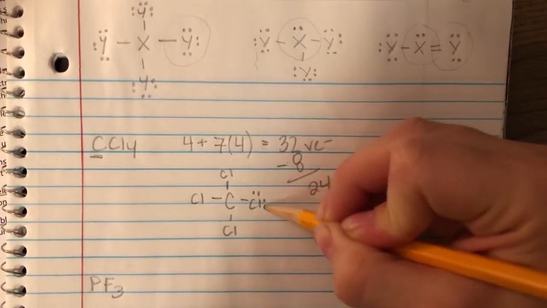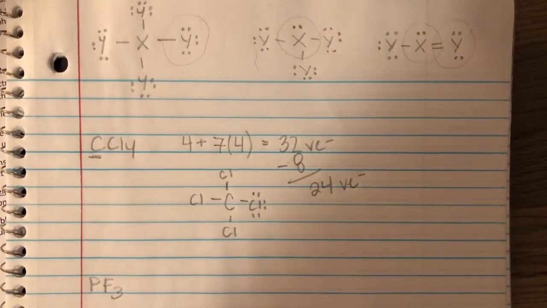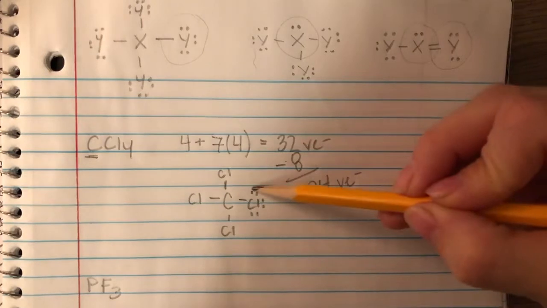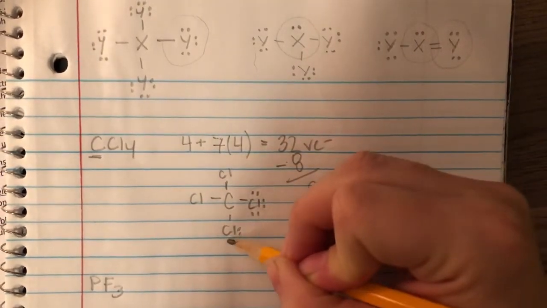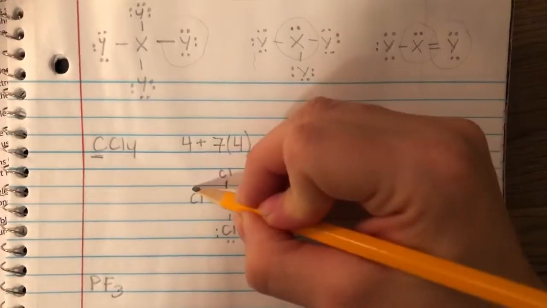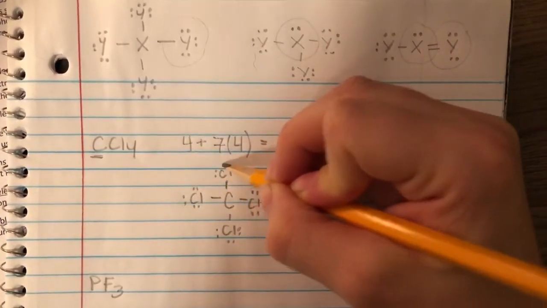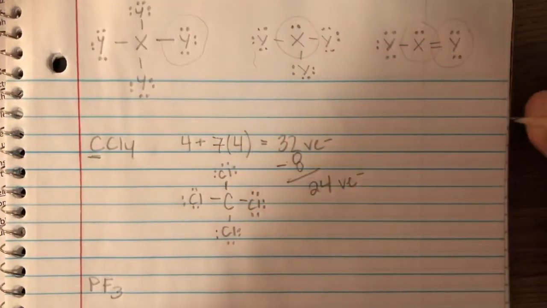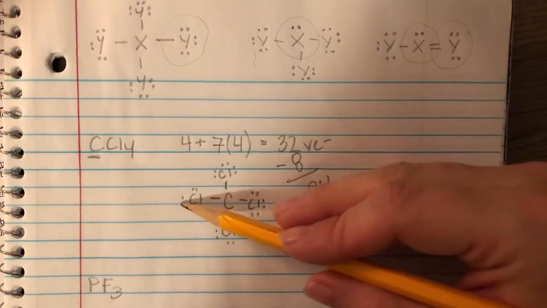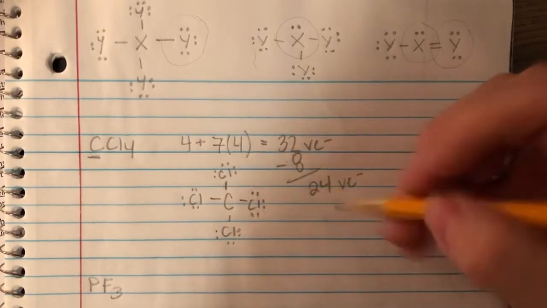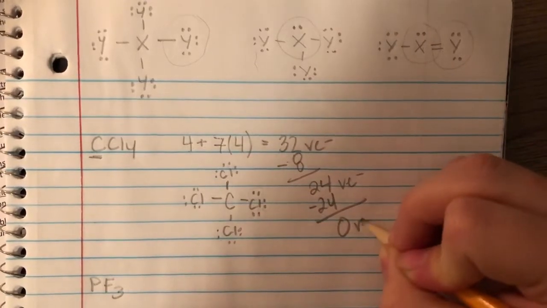So they need 6 more electrons, which are lone pairs. There's 3 sets of lone pairs, 1, 2, 3. And we're going to be doing that for each chlorine. And if you're keeping track of how many we've used, 2, 4, 6, 8, 10, 12, 14, 16, 18, 20, 22, 24. Okay, so now we're out of valence electrons.